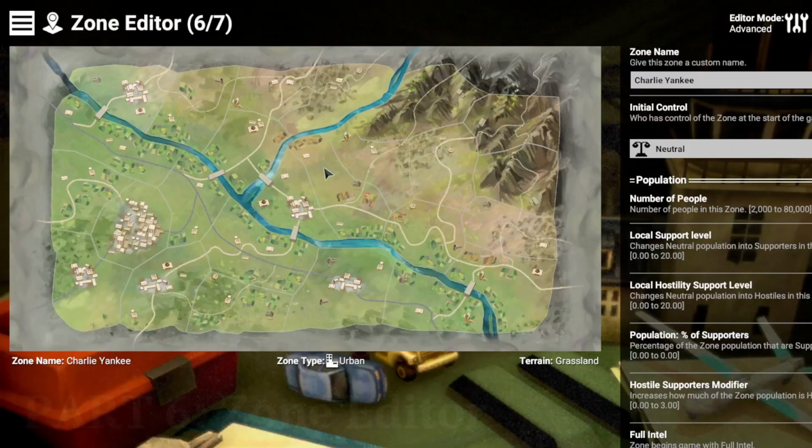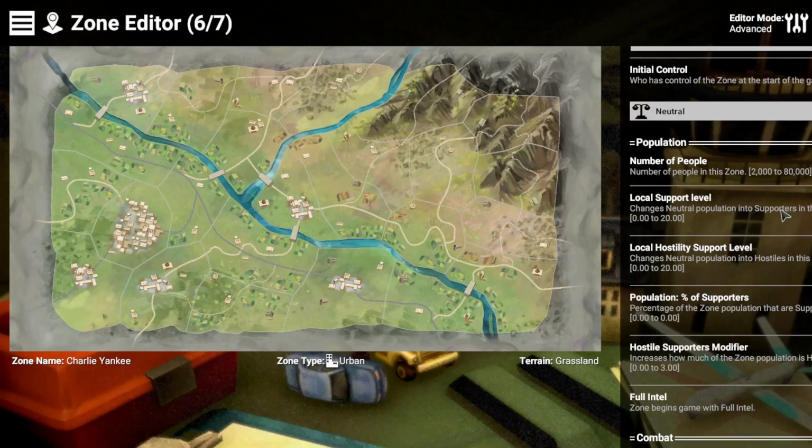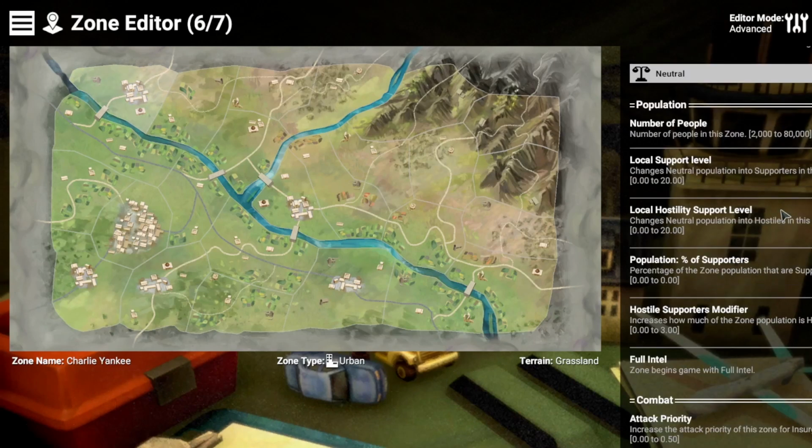Zone editor requires a map selected in a scenario overview. Name, inertial control, population. Self-explanatory. Local support level. The local support level, more effective than the global support level, converts neutrals to supporters. Local hostility level. The local hostility level, more effective than a global hostility level, converts neutrals to hostiles.